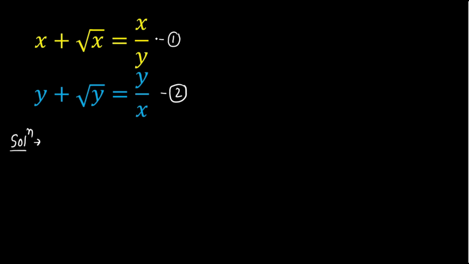Look carefully at the right hand side in equation first and equation second. Here in x over y, y is in the denominator, and here x is in the denominator. So that's why, students, x and y both are greater than 0. Because if x and y both are 0, then the right hand side is 0 over 0, and 0 over 0 is an indeterminate form.